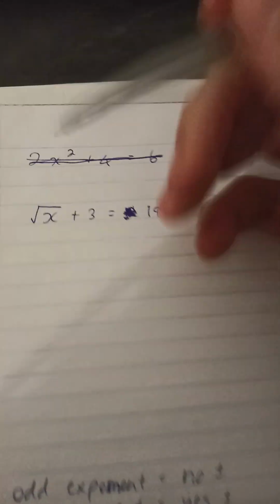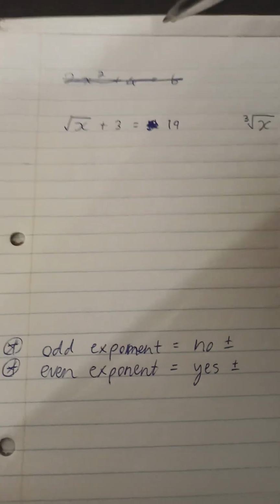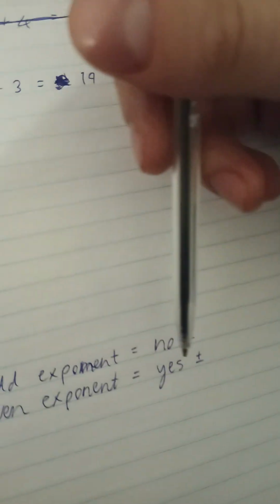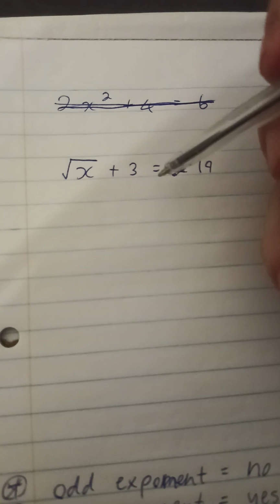Okay, I'm going to make this as quick as possible because this is one of the things that students actually struggle with, but it's actually really, really easy. And I'm going to use these notes to guide me, and I'll explain what plus minus means afterwards. So we have the square root of x plus 3 is equal to 19.